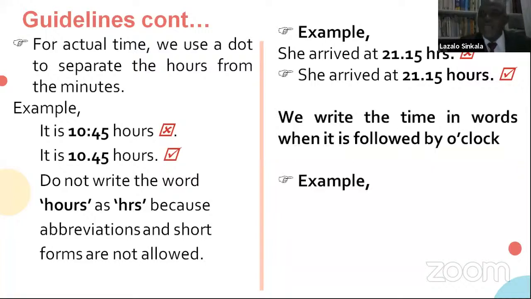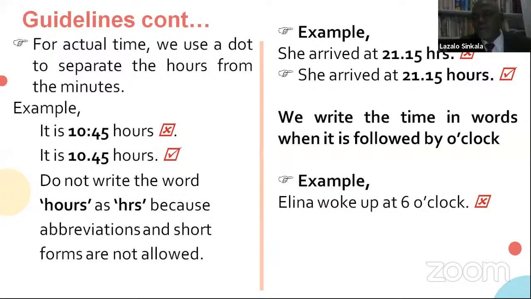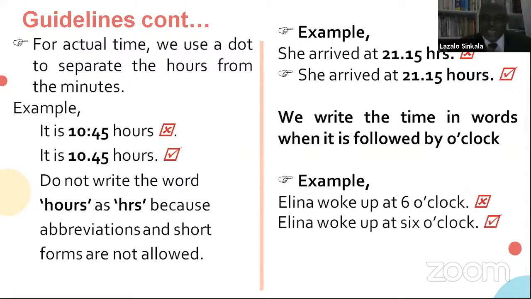We write the time in words when it is followed by o'clock. You say, Elena woke up at 6 o'clock. That is wrong. Instead, you write the word six, not the digit. Elena woke up at six o'clock.